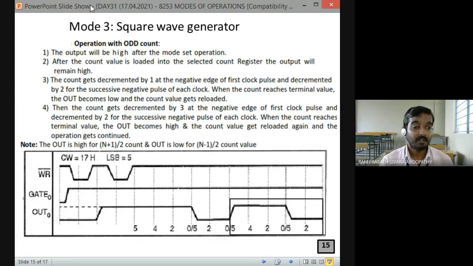Okay. So out பொறுத்த வரைக்கும் என்ன ஆகுது பாருங்க, n plus 1 by 2 count ஹையா இருக்கு, n minus 1 by 2 கவுண்ட்டுக்கு லோ ஆகுது. That means what? நான் 9 clock pulse அப்படின்னு சொன்ன அப்படின்னா மீனிங் என்ன? 5 clock pulse high, okay, 4 clock pulse low. So ஈவனா இருக்காது. என்னோட ஆன் டைம் அண்ட் ஆஃப் டைம் ஈவனா இருக்காது ஸ்கொயர் வேவ்ல. Is it clear to everyone? Is it clear to everyone up to this? Yes. Okay. Fine. So next mode 4 பார்க்கலாம்.